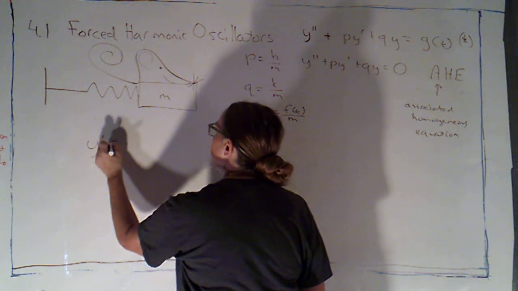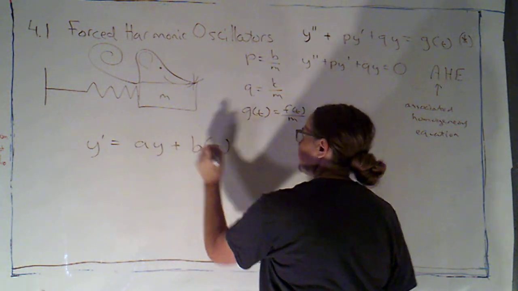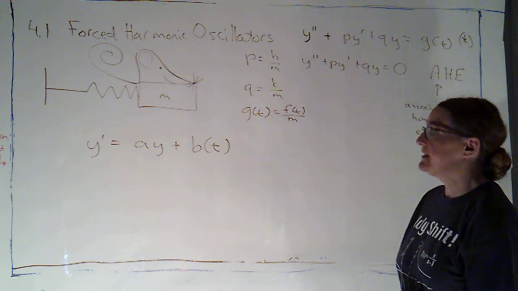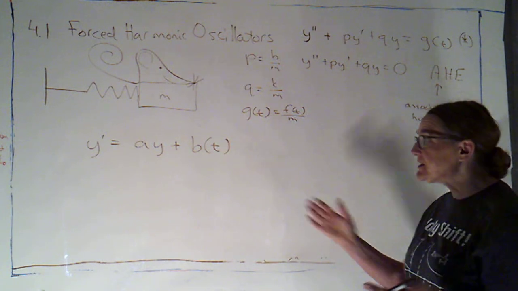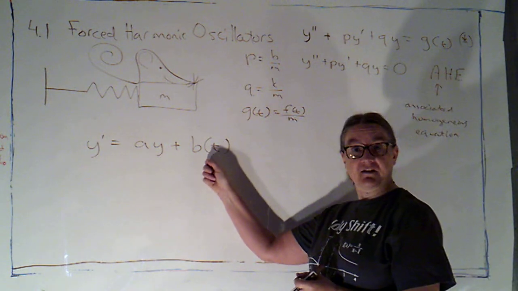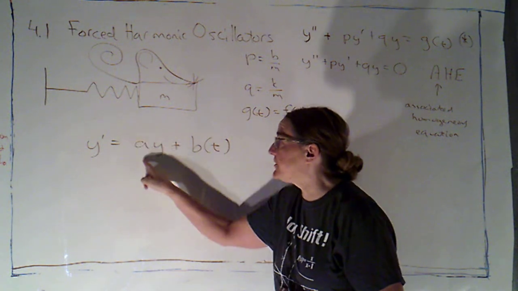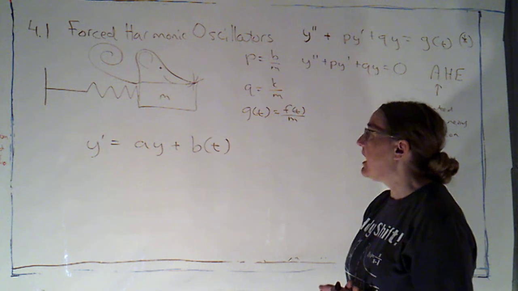If we had y prime equals ay plus b of t. Okay, so this was a first order differential equation. It was linear. Assuming b was not constant, it was not homogeneous, but it was constant coefficient because I've just got one copy of y prime and a copies of y.